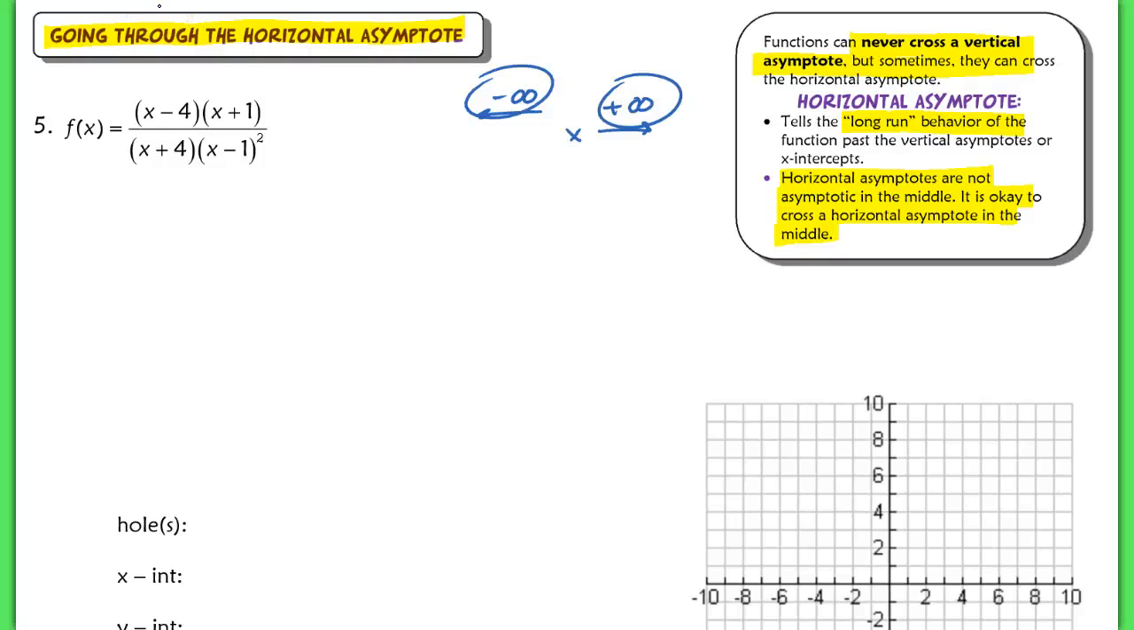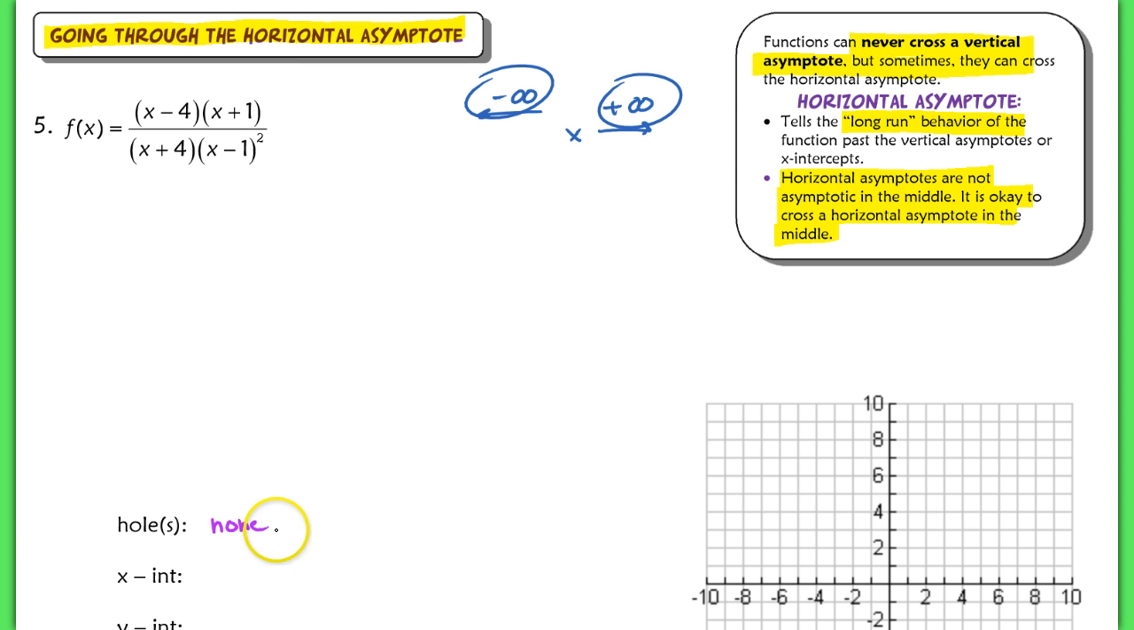So let's take a look at number 5 here, which is actually almost identical to problem number 2 at the beginning of our note sheet. I just changed a couple signs. Those sign changes here, it used to be x plus 4 and x minus 1, completely change the look of this particular graph. So you have to be really, really detail oriented when you work on these rational functions. All right, so anyhow, there are no factors that cancel, so I will have no holes.